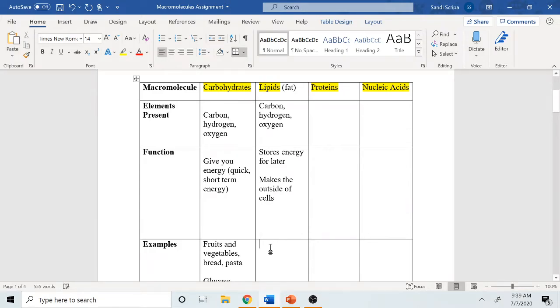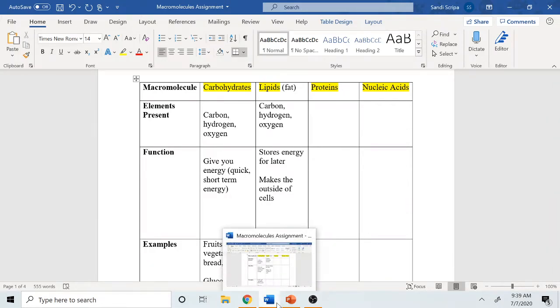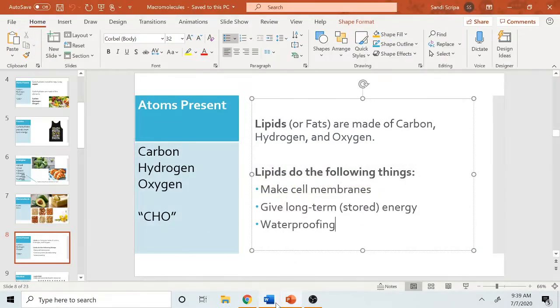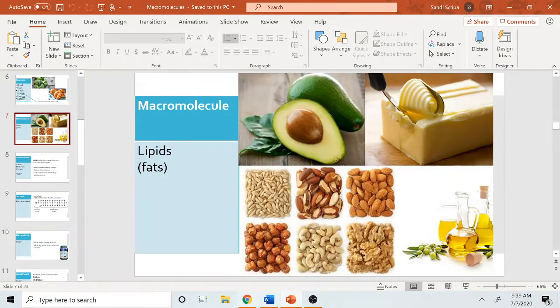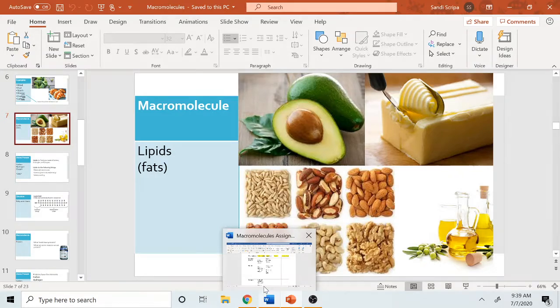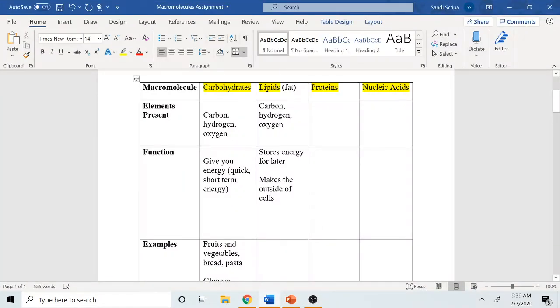In terms of examples, you probably have already guessed we eat a lot of foods that have fats in them. Examples would be something like nuts, olive oil, or fatty meat. Those are all places where you can get lipids. Anything like that can give you lipids. All right, so we're halfway done.